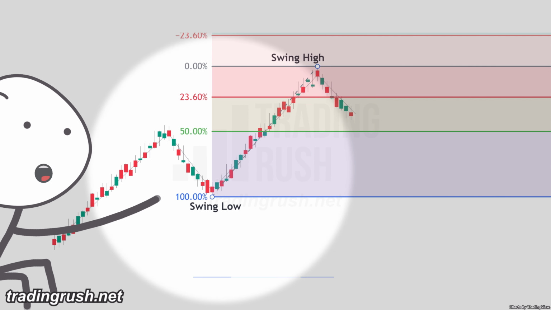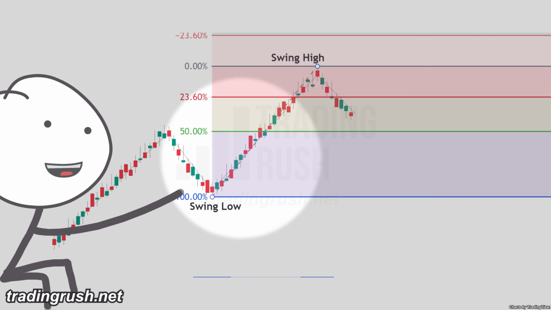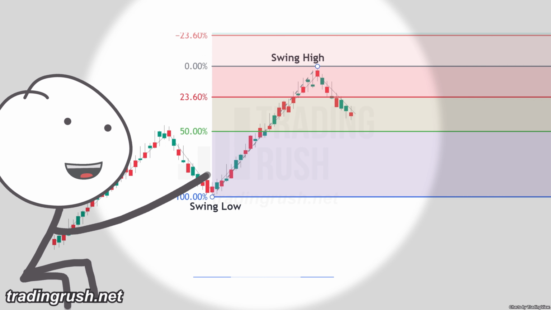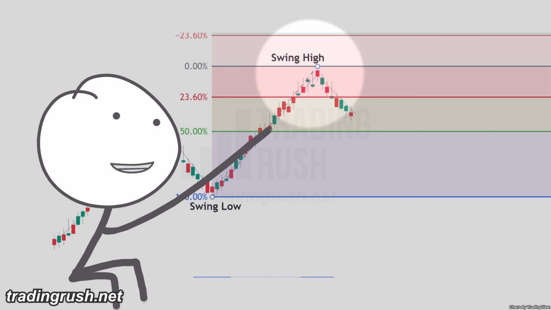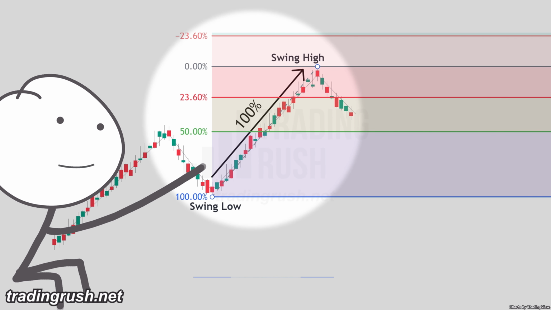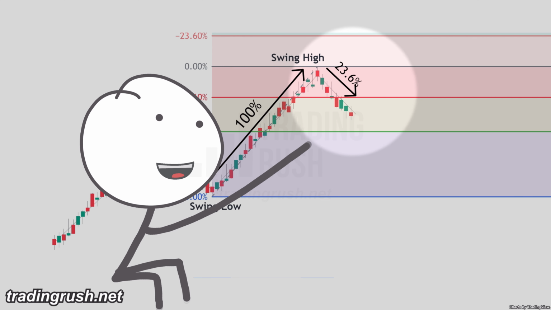Once it's placed, all Fibonacci is showing is how much the price has fallen in percentage terms compared to the upward move. For example, when I place it using swing low and high of this upward move, it sees that as a 100% move. Inside this 100% move, it draws other Fibonacci percentages such as 23.6% and 50%.